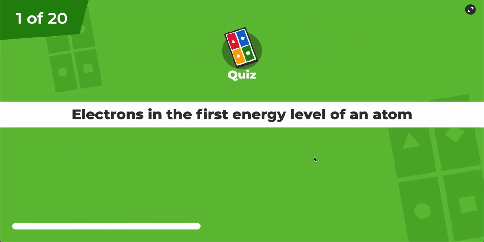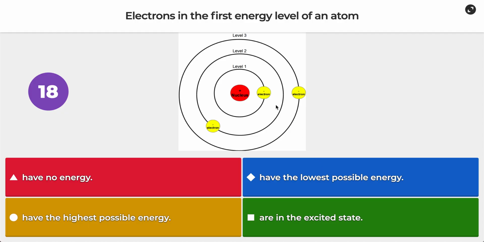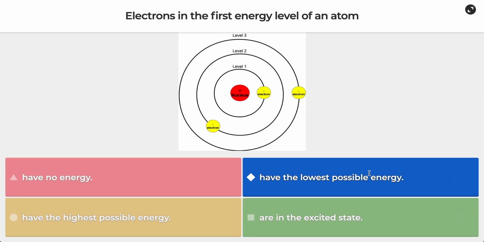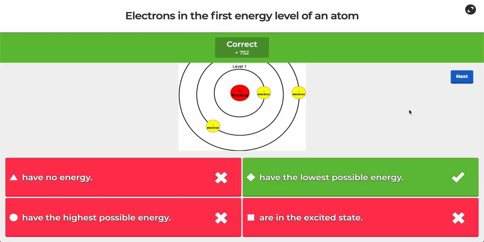All right, question number one. Electrons in the first energy level of an atom. That is going to be whichever are in the lowest energy level, closest to the nucleus, and they are going to have the lowest possible energy. The closer you are to the nucleus, there's more attraction between the positive charge of the nucleus and the negative charge of the electron, so they have the lowest possible energy. As you move further out, you require more energy to get farther away from that positively charged nucleus, and so higher energy levels have more energy.